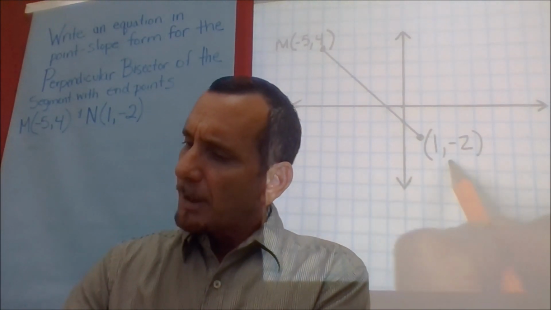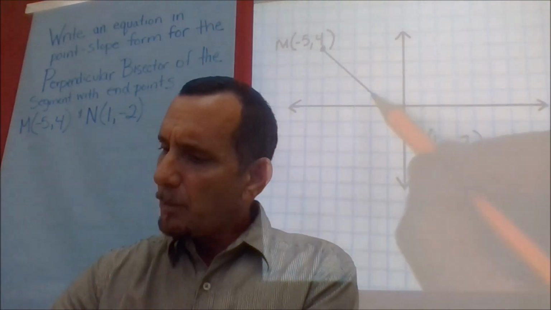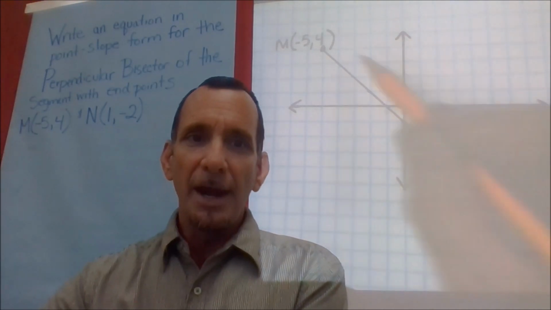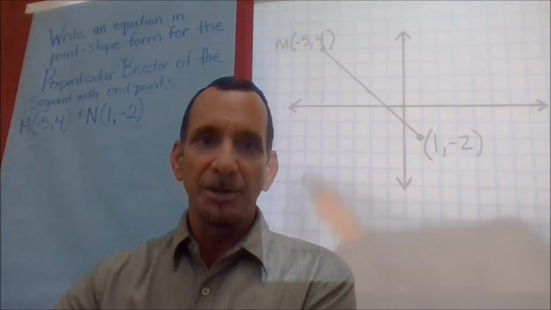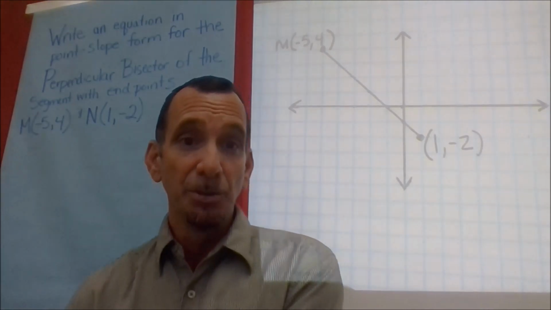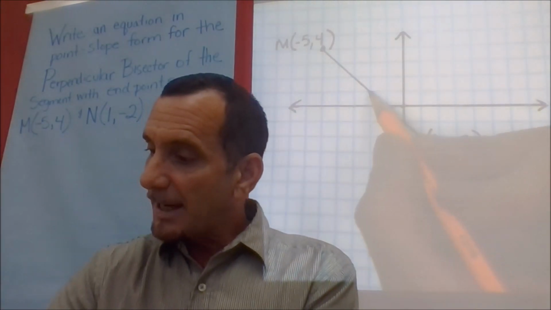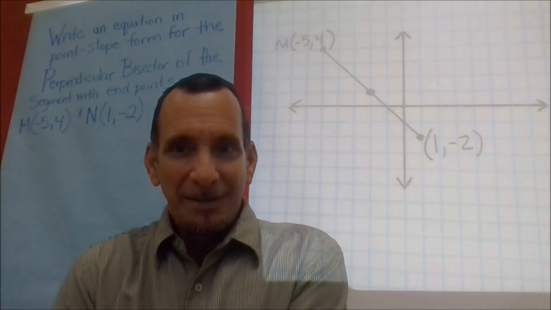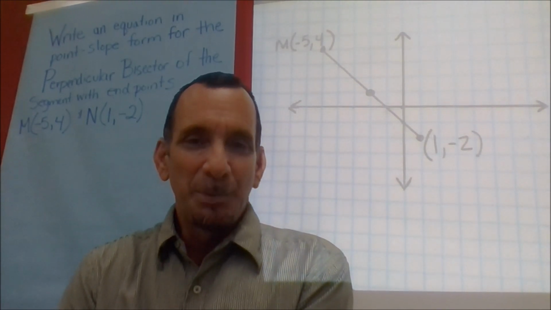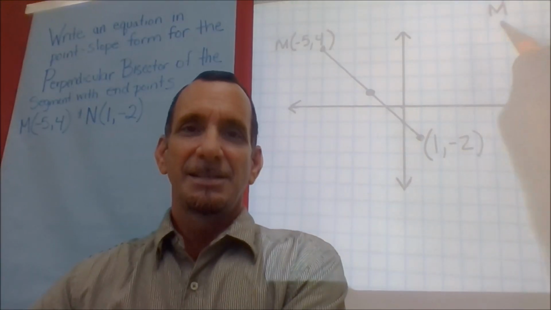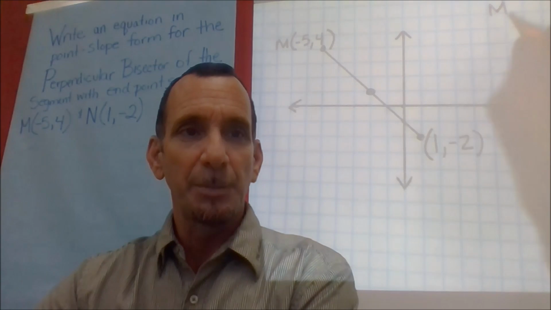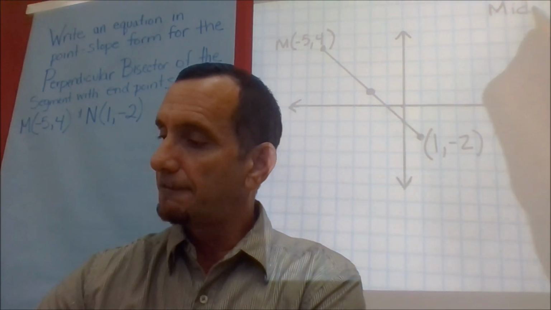So first of all, I want to find the middle. I want to find where the bisector would be cutting this line into two. And in order to get the middle point, or the midpoint, we're going to use the midpoint formula. So the first step in doing this problem is to find the midpoint of that segment. So I'm just going to write midpoint.